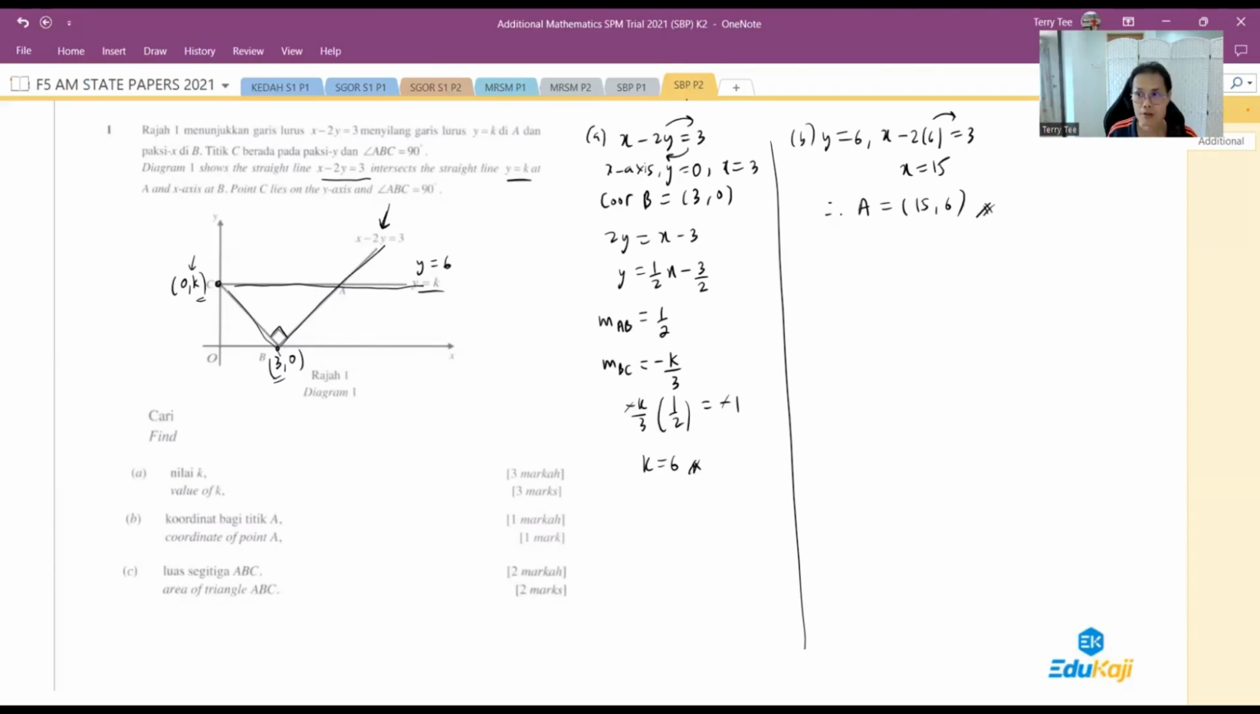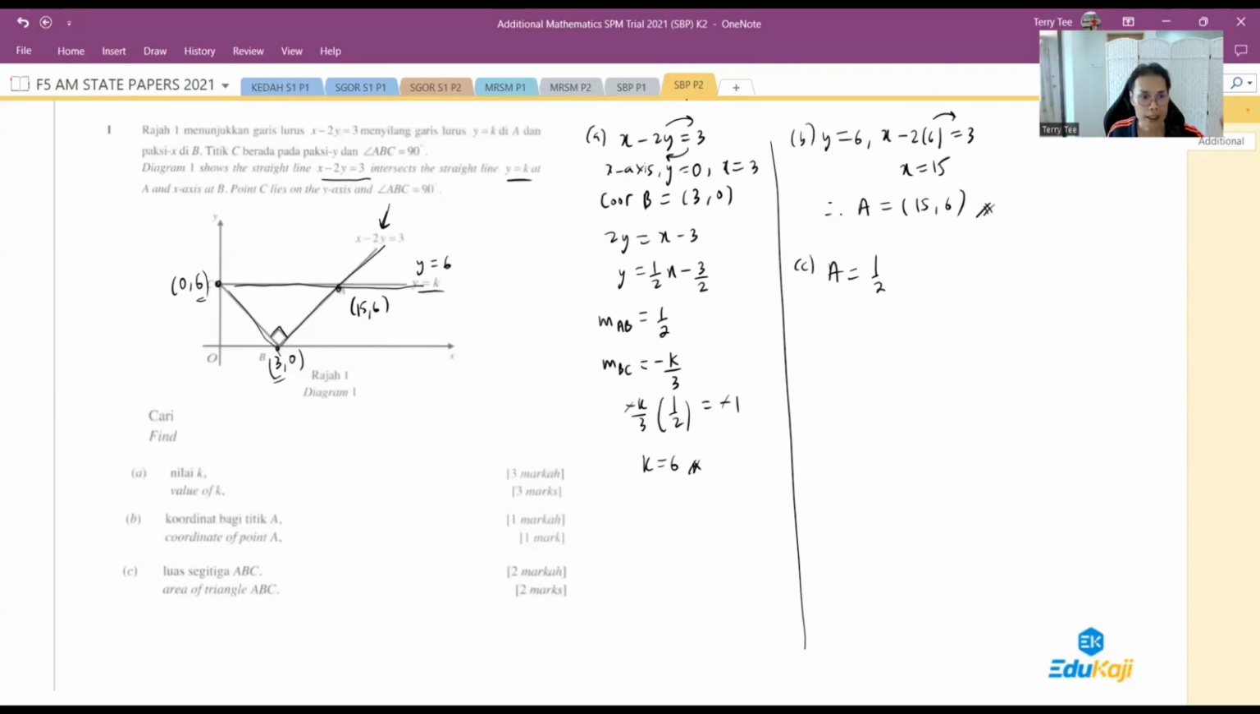Okay, how about the area of triangle ABC? I know the coordinate of point A. This is now 15, 6. I know point B, I know point C. Since my k is 6, we can just say 0, 6. Right. Now, I know a lot of people would use the formula for the area of a triangle. You can. I'll show you both ways. I have another easier way.